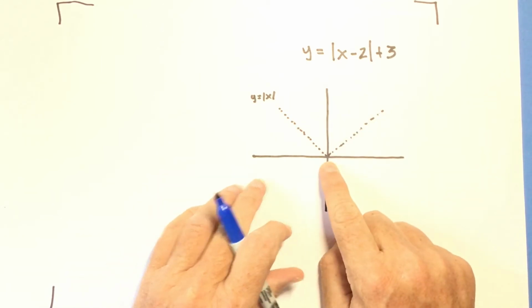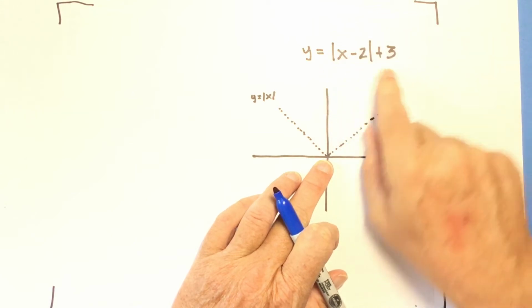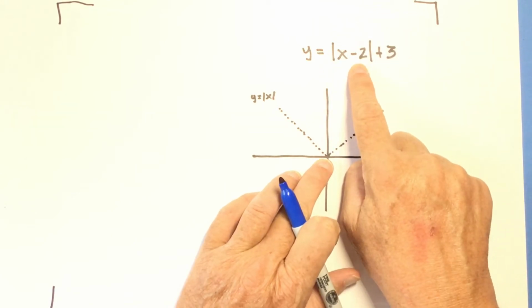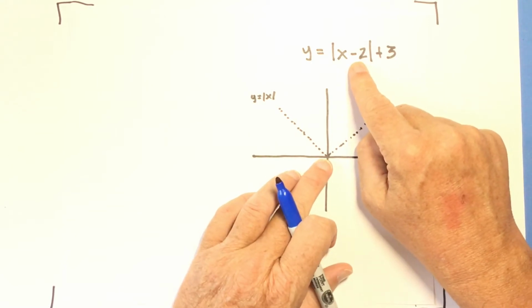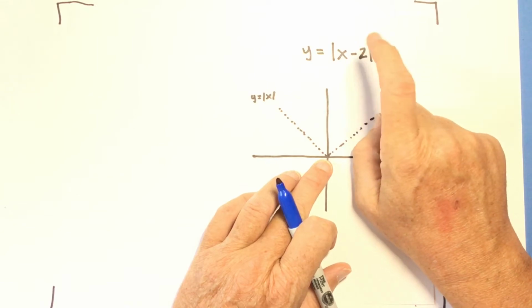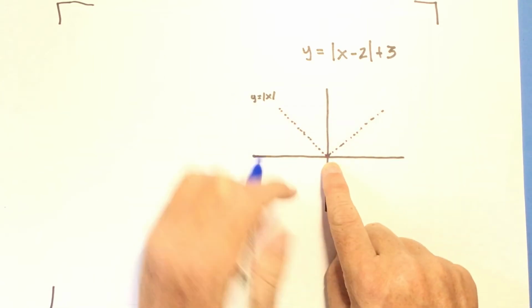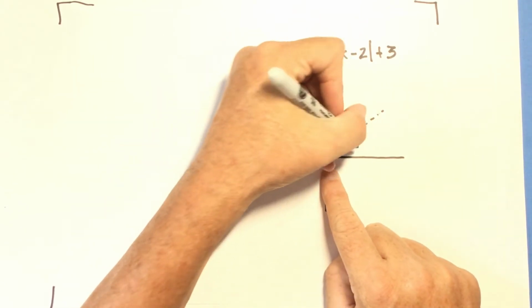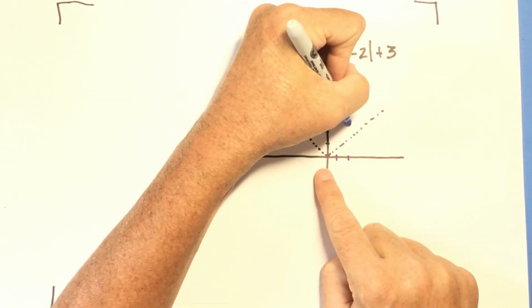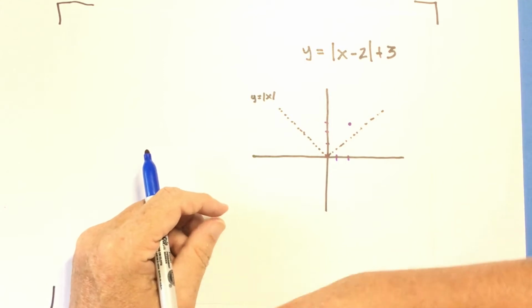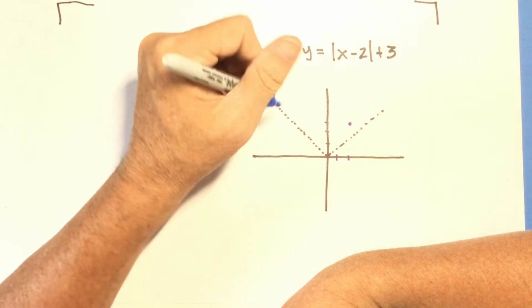This entire graph is going to go up 3 because I've added a 3 outside the absolute value reference, and it's going to go to the right 2 because I've added a negative number, or subtracted a number, inside the absolute value mark. So this point that was here is now going to move over 2 to the right and up 3. Over 2 and up 1, 2, 3. That point is now right there. And every other point will now follow suit. This graph now will go like that and like that.